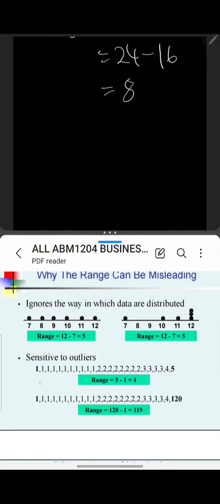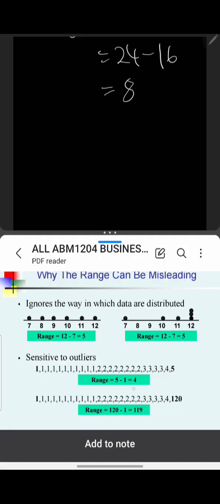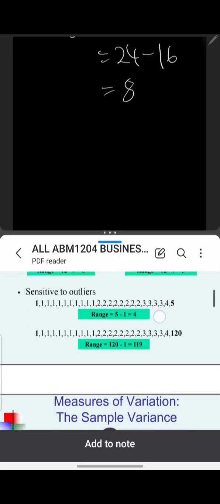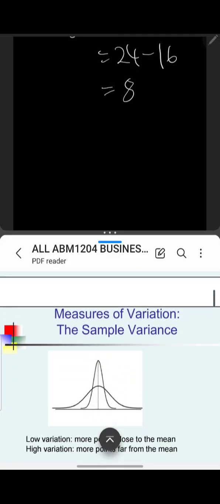Also, the range is very sensitive to outliers. Here we see an example from values 1 to 5, and the range is 4. Here we are seeing example values from 1 to 120, and you see the range is 119. So it's very sensitive to outliers, even more sensitive than the mean.